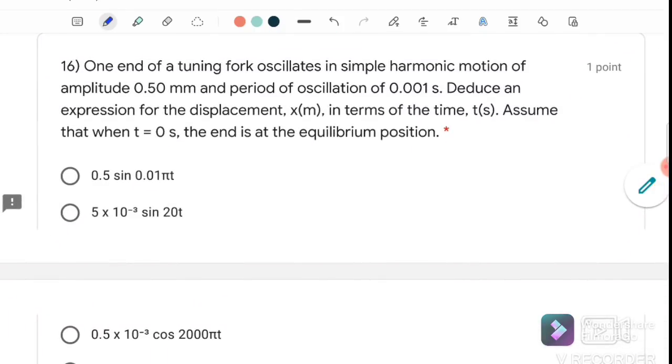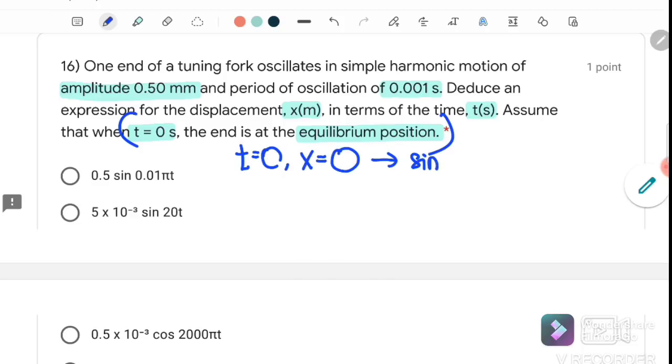Question number 16. One end of the tuning fork oscillates in simple harmonic motion with an amplitude of 0.5 millimeter and the period is 0.001 second. Deduce an expression of the displacement in meters in terms of t in seconds, assuming that when t equals 0, the end is at the equilibrium position. This shows us that when t equals 0, x also starts from 0, meaning that this is a sine graph. So the equation is x equals a sine omega t.